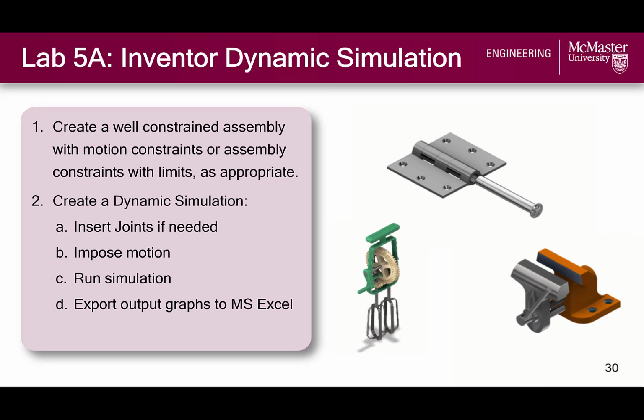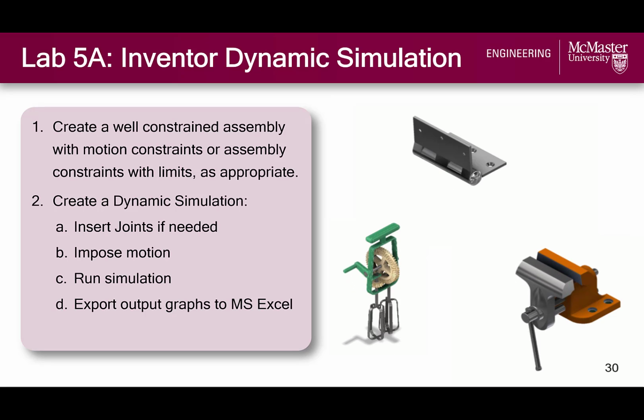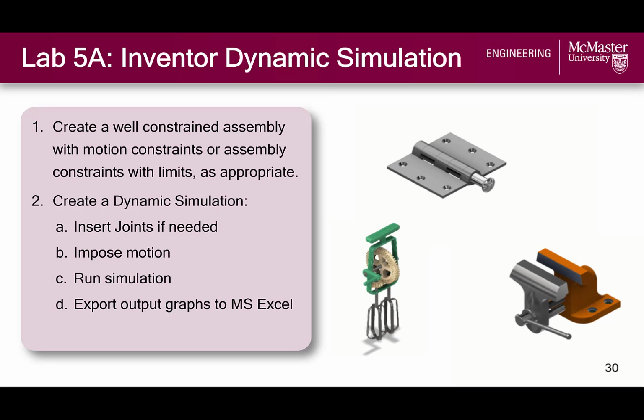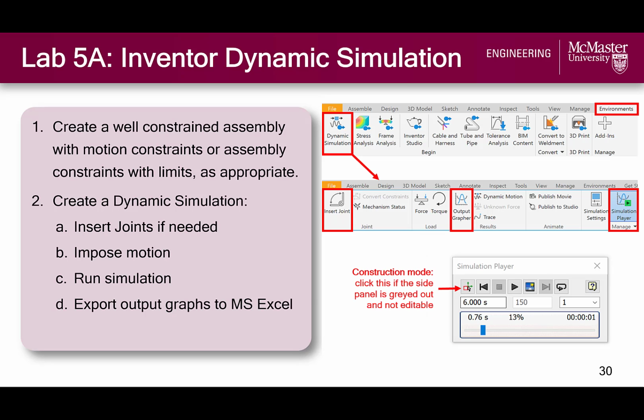Recall that assembly constraints with limits allows defined restricted motion of a component, such as the hinge and pin in the topmost simulation, while the motion constraints define motion ratios between components, such as for the screw mechanism in the bottom right. Once we have a constrained assembly, we can enter the dynamic simulation environment to create a simulation.